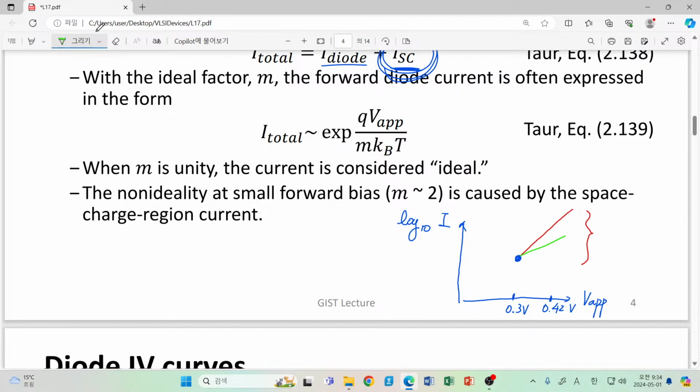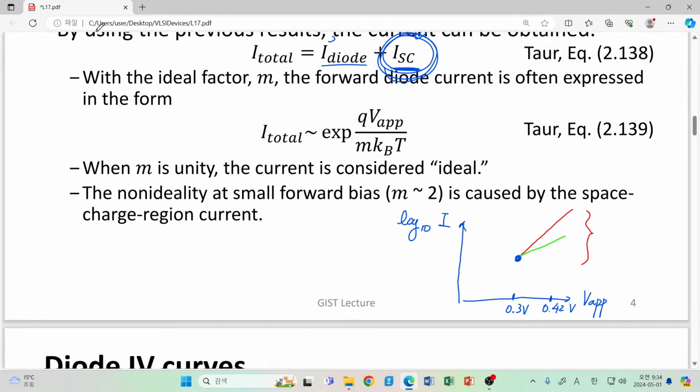So simply speaking, the diode current is quickly overcoming this space charge current. Well, so it is not that important? No, it is not the case. Please think in a reverse way.